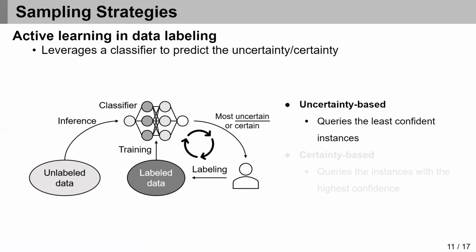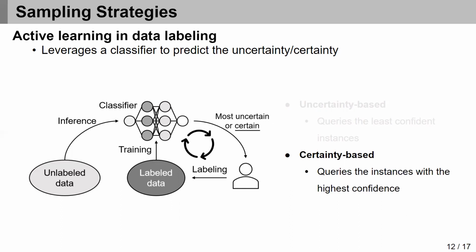At this step, active learning can be divided into two folds. First, uncertainty-based displays the least confident data samples of the classifier. This strategy is most widely used in active learning. Second, certainty-based queries the most confident data samples of the classifier.